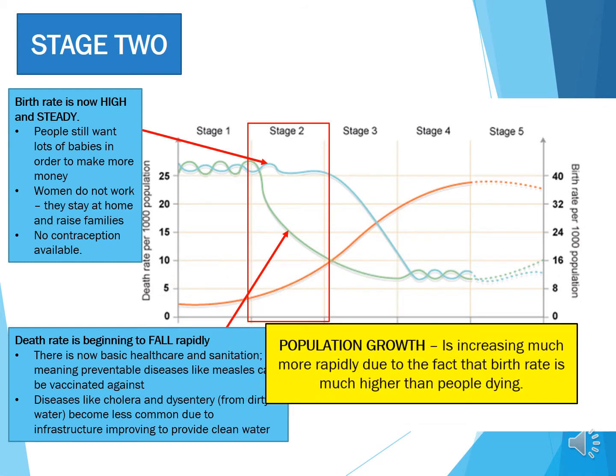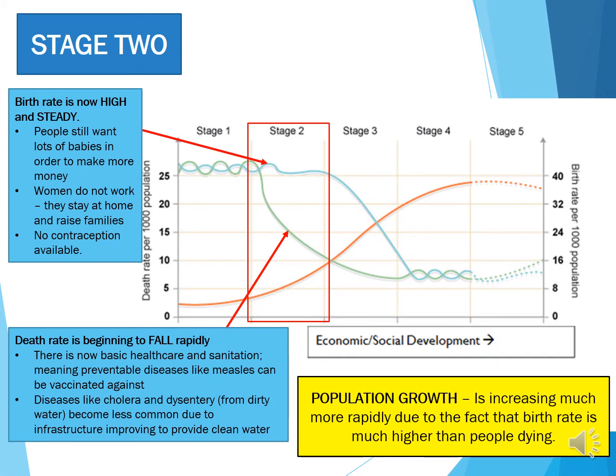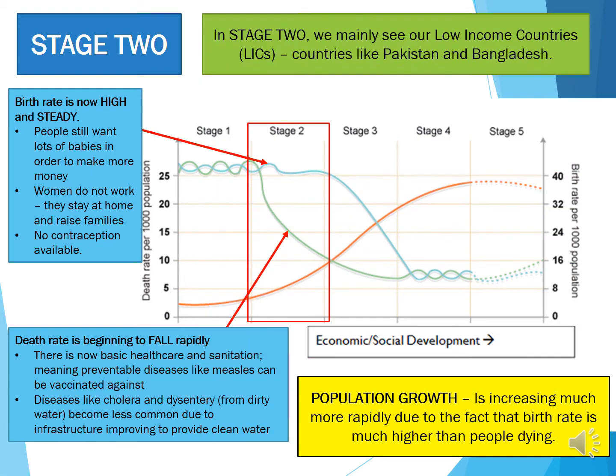We can see now that the orange line is starting to increase rapidly. So a rapid natural increase because birth rate is so much higher than the people that are dying. In terms of countries, we find our low-income countries, our LICs, so countries like Pakistan and Bangladesh, who are just starting to go through that development. They're starting to edge towards moving out of primary jobs like farming into those industrial jobs like the factory work.